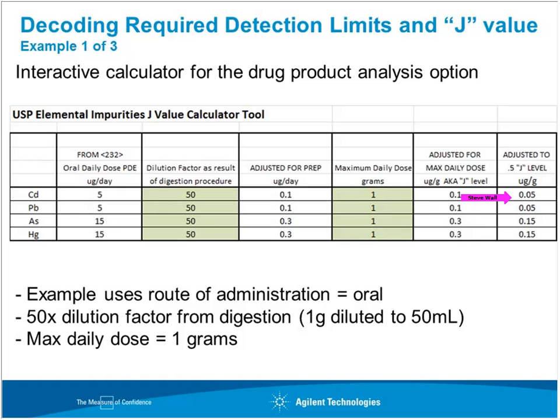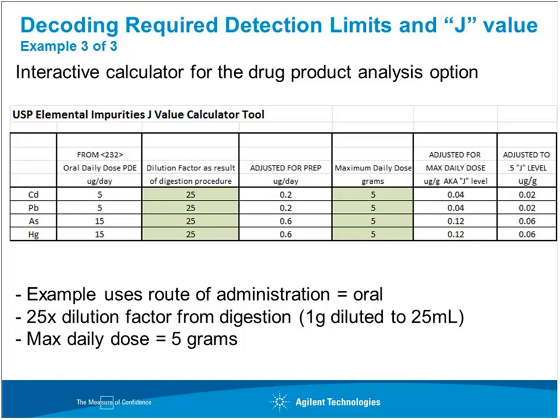So next, what happens if we make a change? While currently we're using the factors of 50 and 1, what if we do a more concentrated sample prep and the dilution factor is only 25 times after the digestion procedure? We can see the effect on the detection limits. The detection limits, or the J level, the required J level, actually increases a little bit.